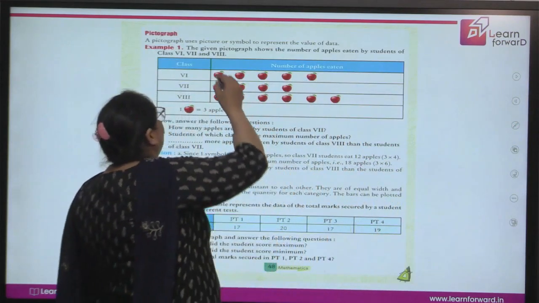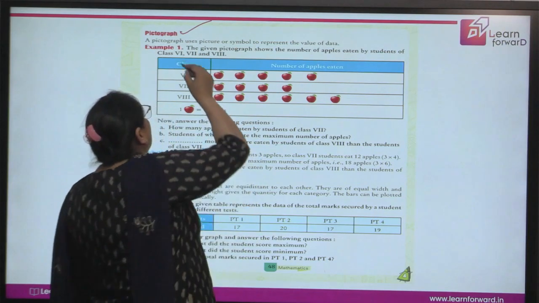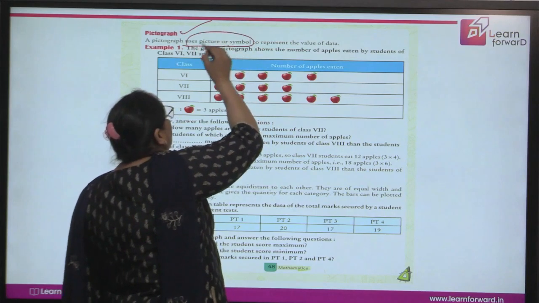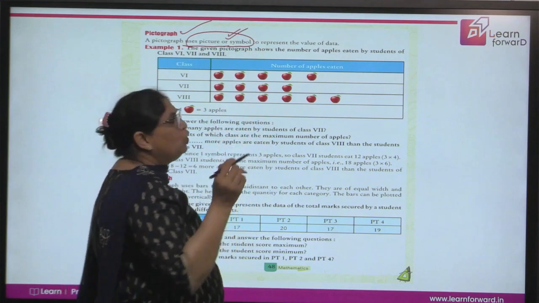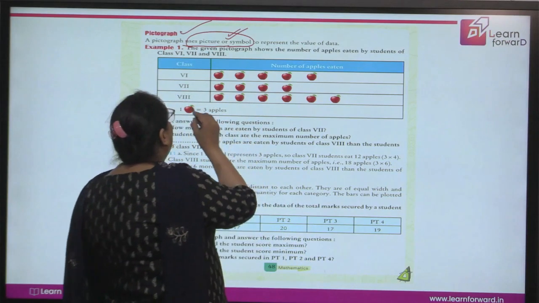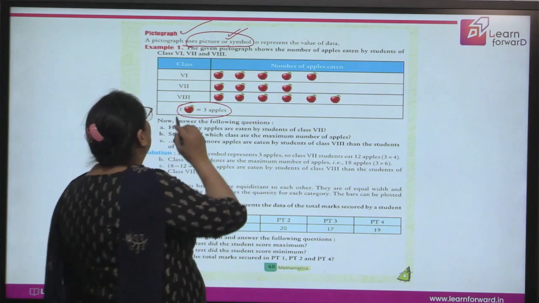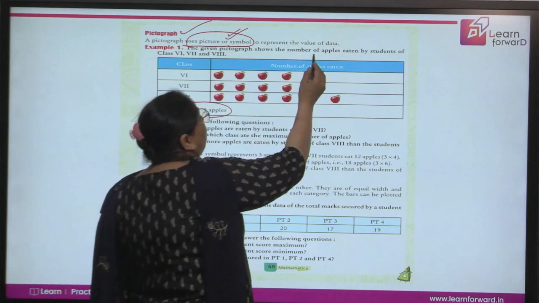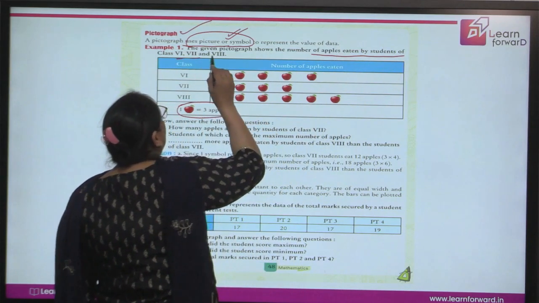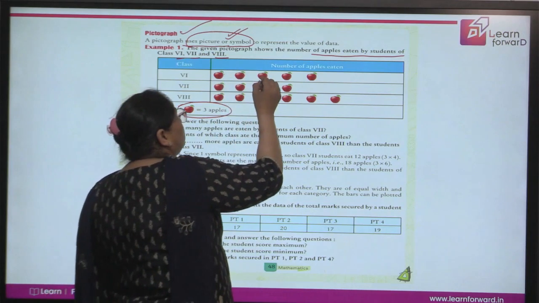It is a pictograph now. Example 1 is shown here. It is a pictograph which uses pictures or symbols to represent the value of the data. Here, 1 apple is representing 3 apples, and the pictograph shows the number of apples eaten by students of class 6th, 7th and 8th. So, in class 6, 1, 2, 3, 4, 5.